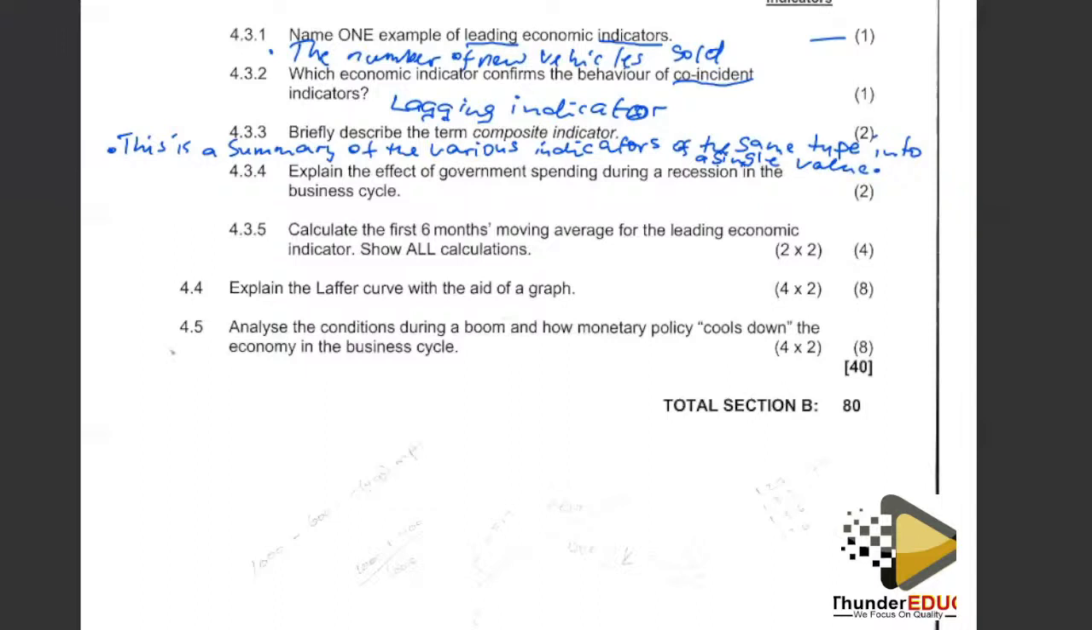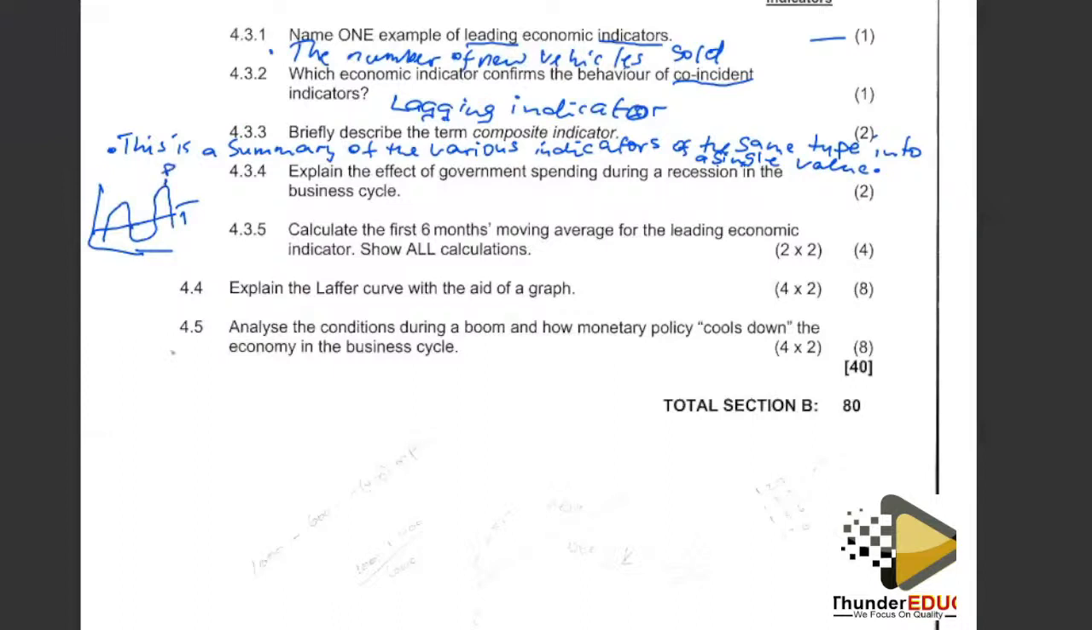So now we are done with 4.3.3. Let's jump on to 4.3.4. It reads as follows. Explain the effect of government spending during a recession in the business cycle. Remember, in the business cycle, it normally looks like this. We'll be having, and this is our trend line.